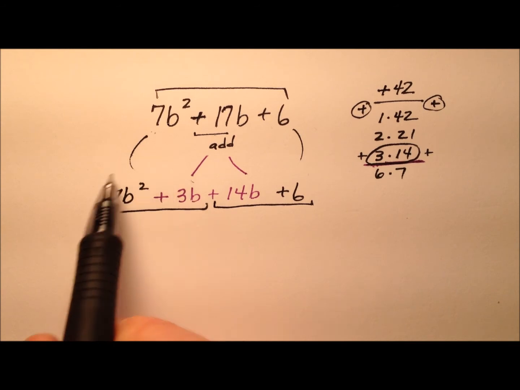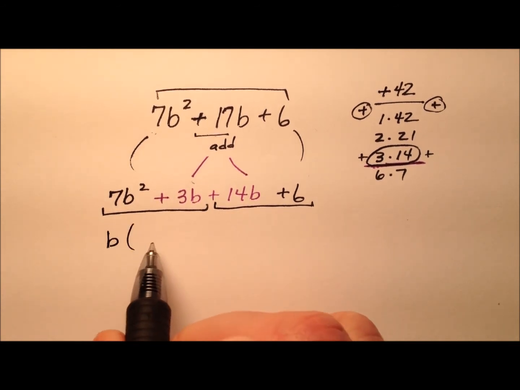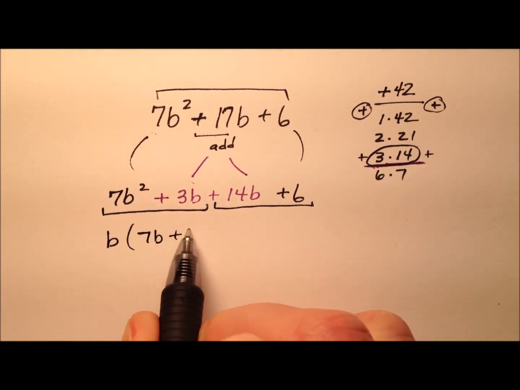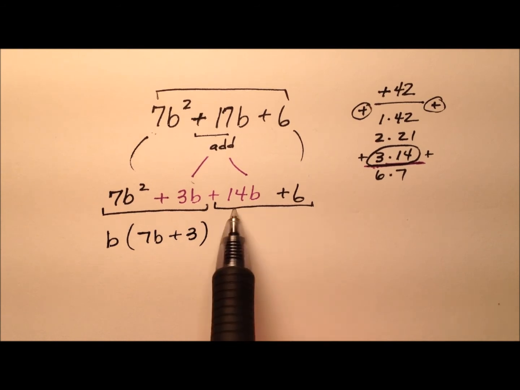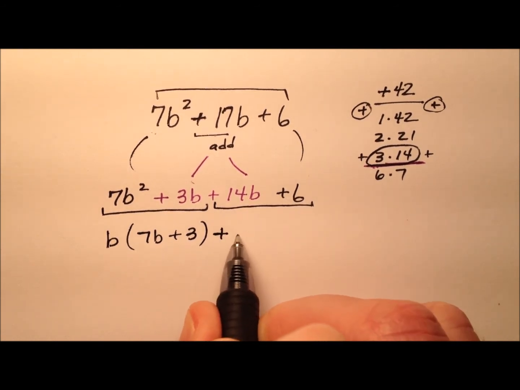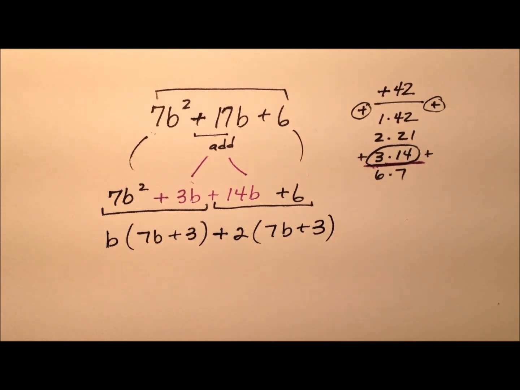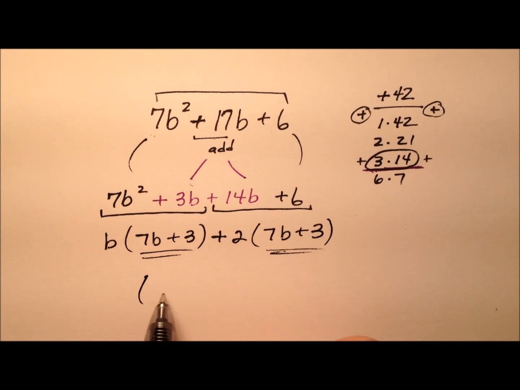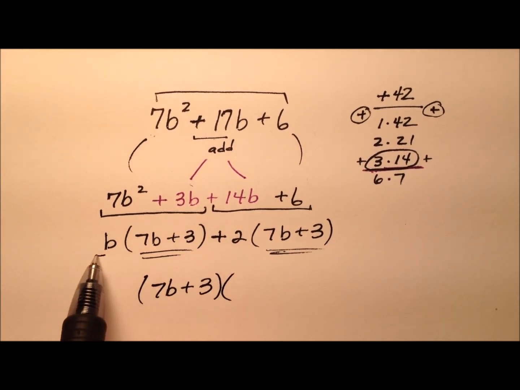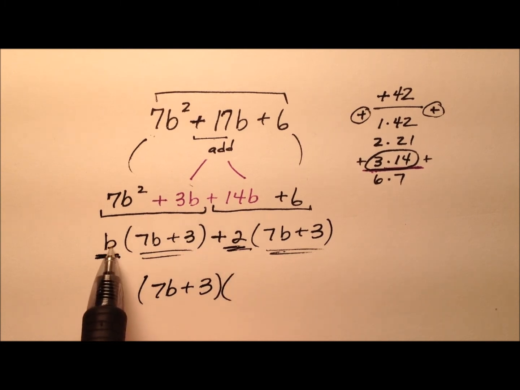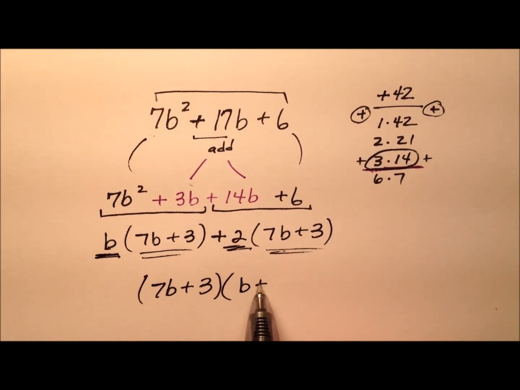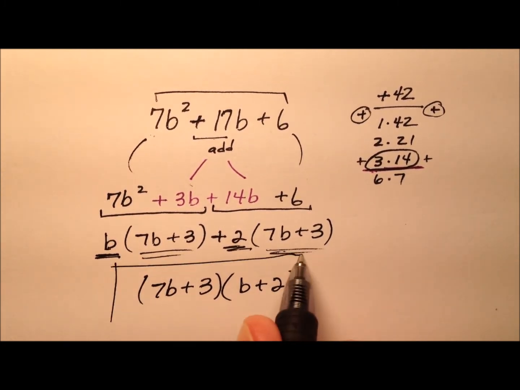So out of the first pair, it looks like I can pull a b out. So 7b plus 3. And out of the second, it looks like I can pull out a positive 2, and I'm left with 7b plus 3. Looks like these leftovers are the same, so I can factor those out. 7b plus 3 times my other factor, which will be the greatest common factors here, b plus 2.